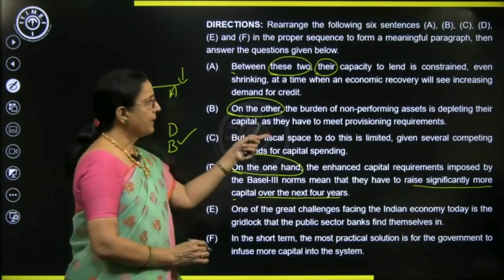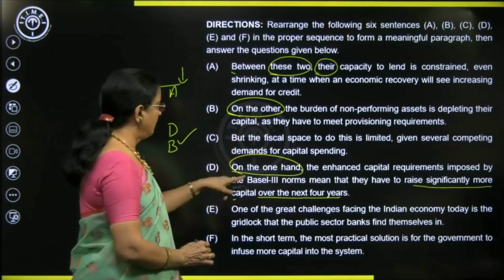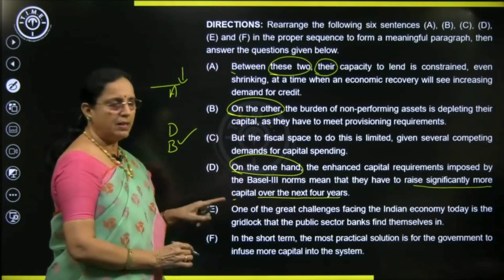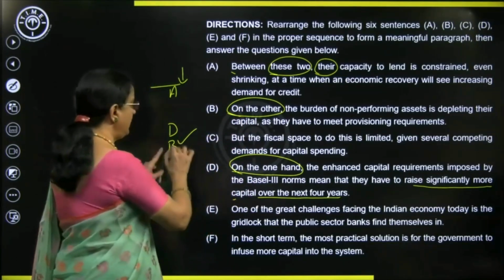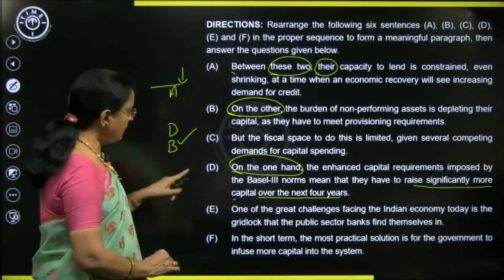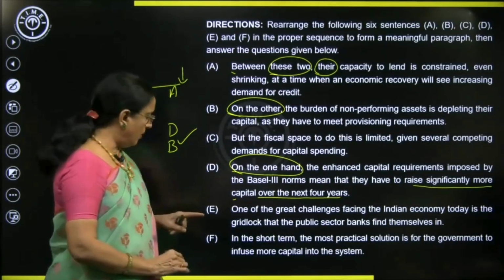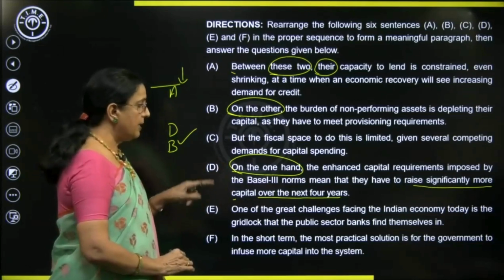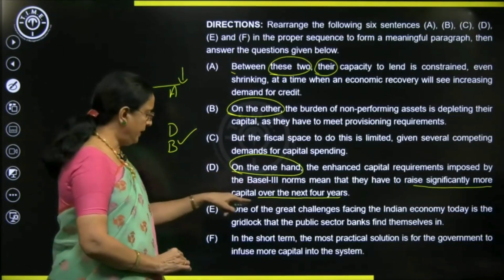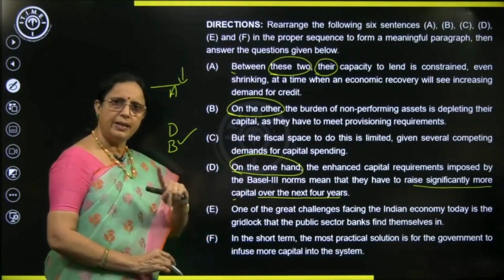On the other, the burden of non-performing assets is depleting. So, both are negative, both are burdens on the banks. Fine. So, DB we have already decided. Next one. One of the great challenges facing the Indian economy today is the gridlock that the public sector banks find themselves in. So, negative tone. So, all these so far we have read 3 statements, all these 3 are in negative tone.